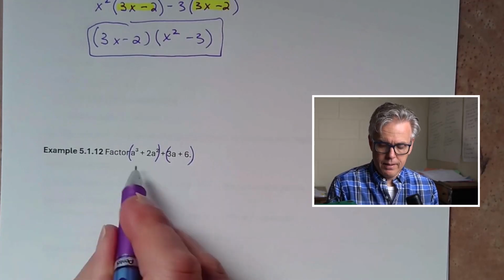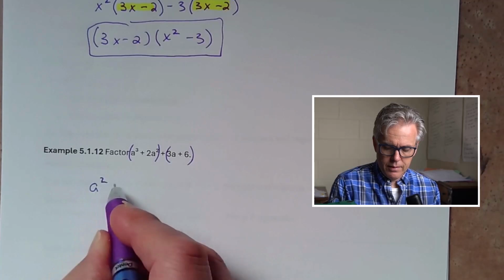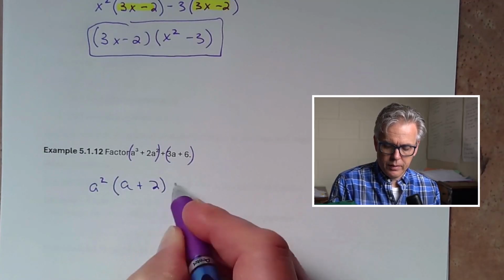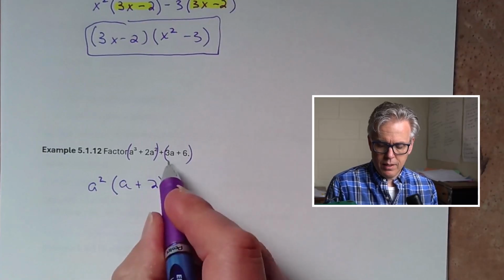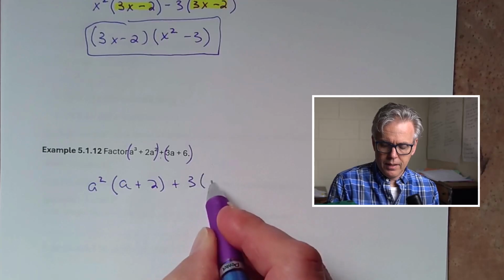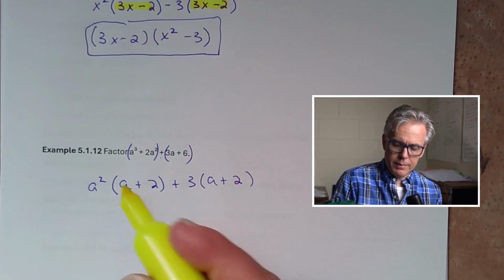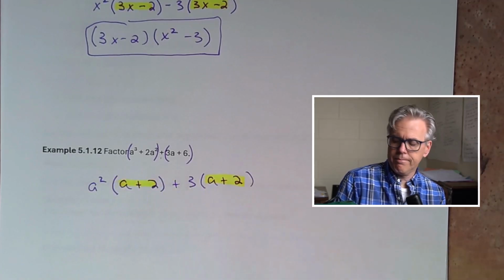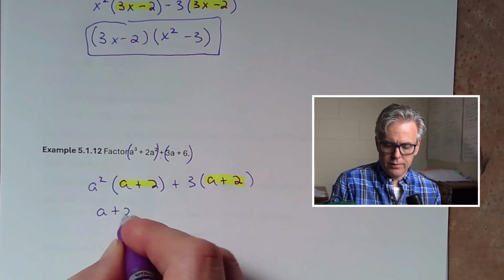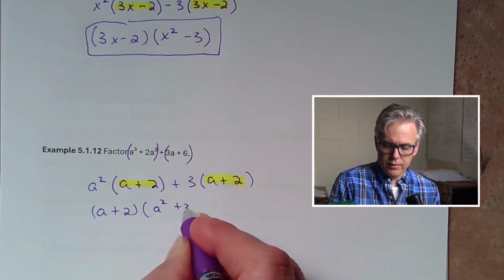And now what can I do? Look in the first group. What's common in both of those? Well, a squared. And then what do I have left? A plus 2, plus. And then what do I have left in this next one? Again, make sure you bring that plus sign down. I can pull out a 3. And I get a plus 2. Here's my common factor, a plus 2. Pull that out. A plus 2. And what am I left with? A squared plus 3.